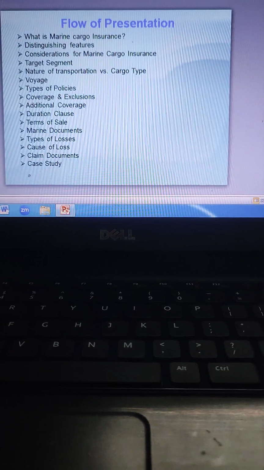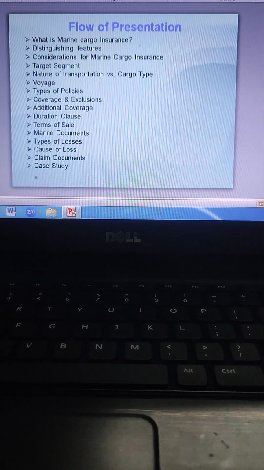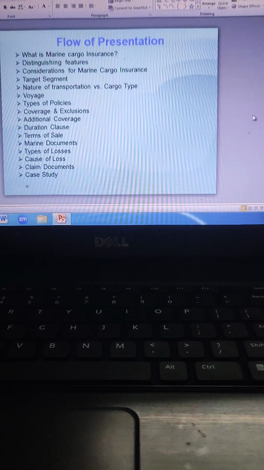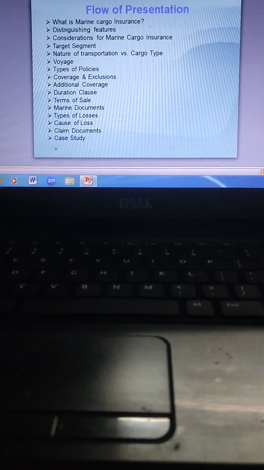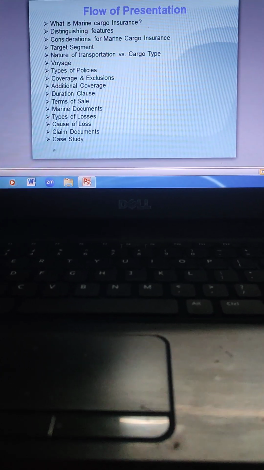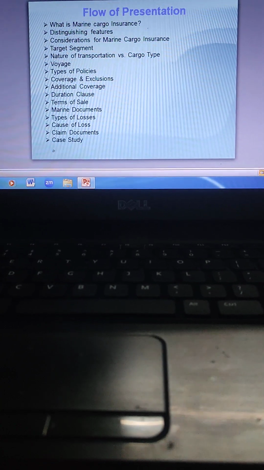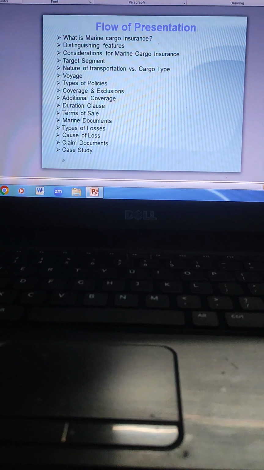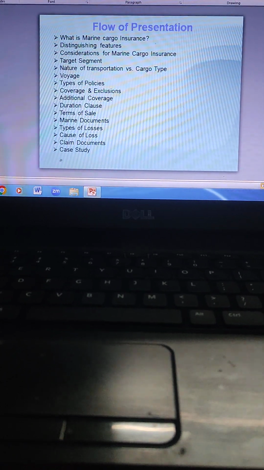Distinguished features, considerations, target segment, nature of transportation, voyage, type of policies, coverage and exclusions, additional coverage, duration clause, terms of sales, marine document, type of losses, cause of losses, claim documents and case studies.